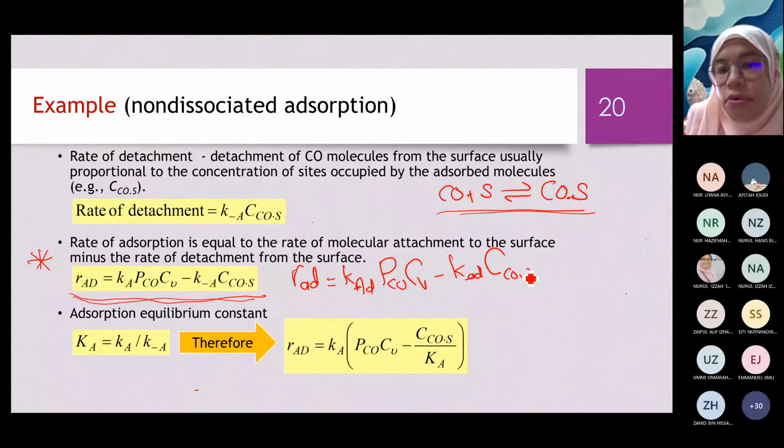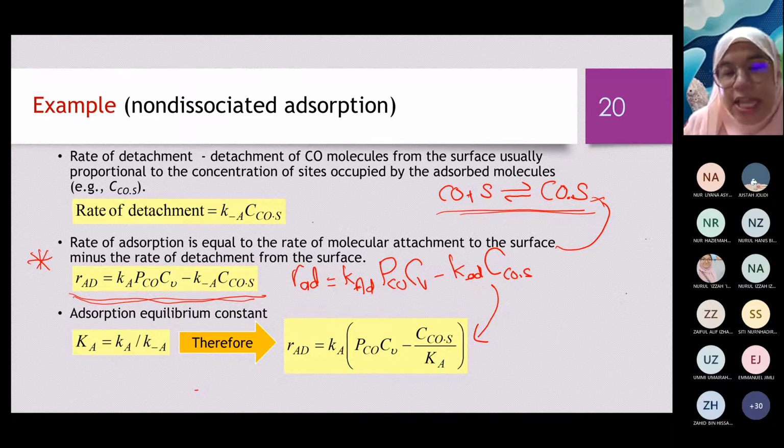Okay. And then this one is in terms of concentration: C_CO·S. Okay. Because this is the adsorbed species. So for the adsorbed species, we write it in terms of its concentration. Okay. And then, from here, this is based on this equation. Adsorption equilibrium constant. So, similar to what you have learned in Reaction Engineering 1. So, the equilibrium constant equals K forward divided by K backward. So, we can simplify this equation, this rate of adsorption, as this one. Okay, it is simplified, the easiest form.